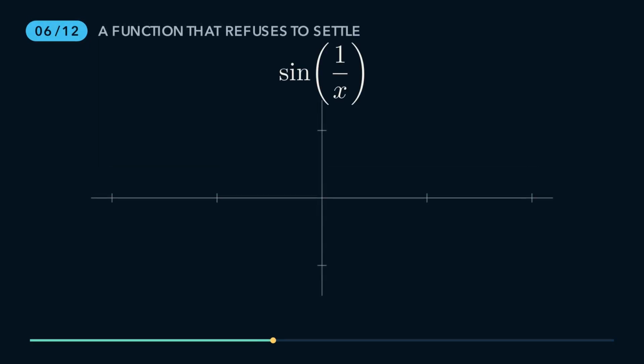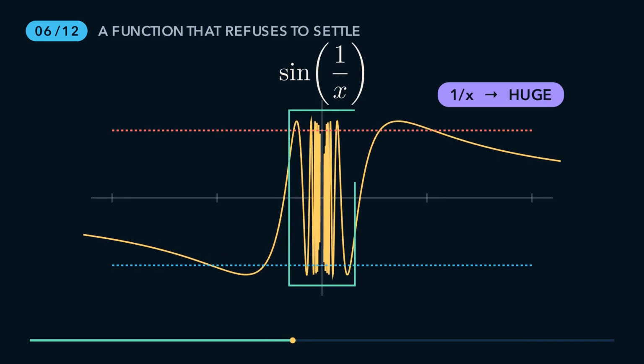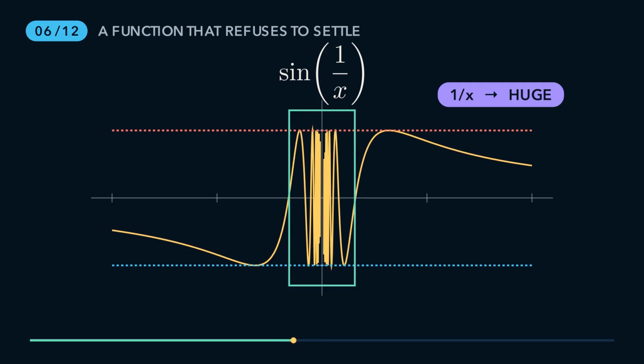Now meet the graph that makes direct substitution feel useless. Consider sine of 1 over x as x approaches 0. The input 1 over x grows without bound, so the sine wave oscillates faster and faster. Zoom in, and instead of settling, the graph keeps filling the space between -1 and +1.